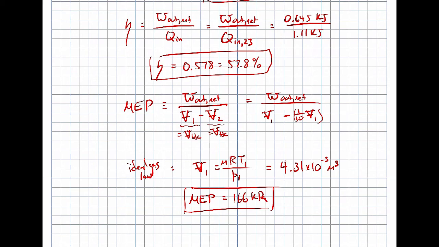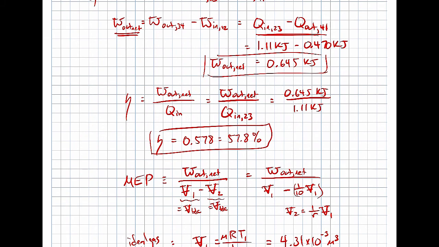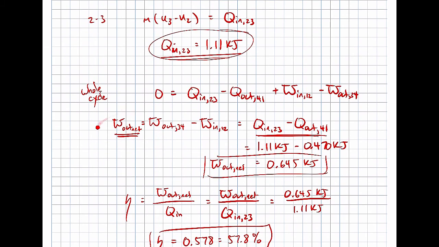All right, so that part of the problem is really just knowing the definition of the mean effective pressure, knowing how to find V2. That just comes from remembering that V2 is just 1 over the compression ratio times V1. And then finding V1 from the ideal gas law. So what we've done in this problem is we've found the mean effective pressure. We found the thermal efficiency using our standard approach. We found the net work out using standard first law analysis.